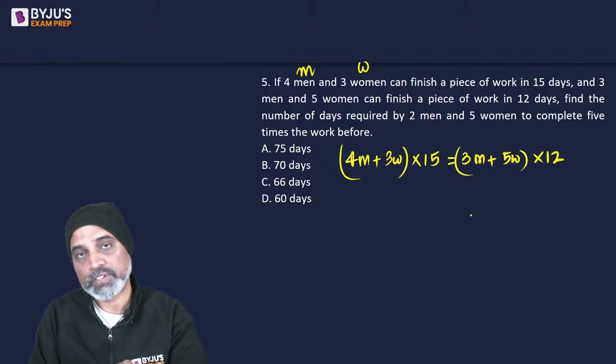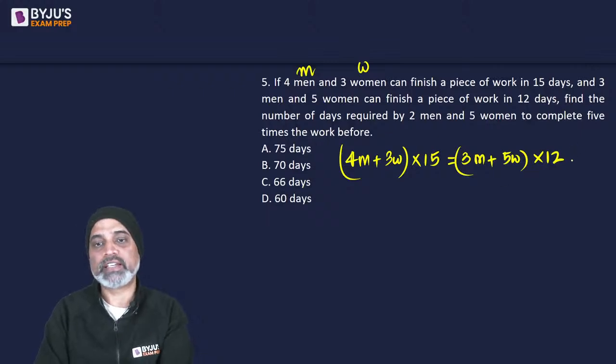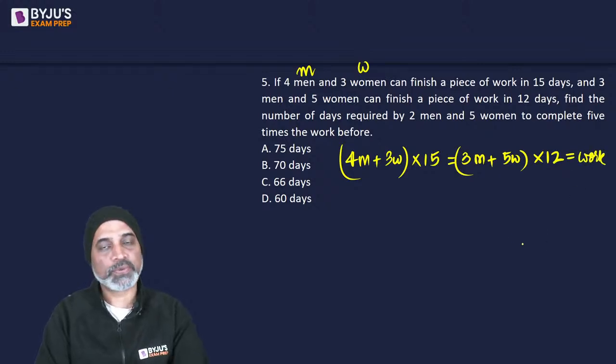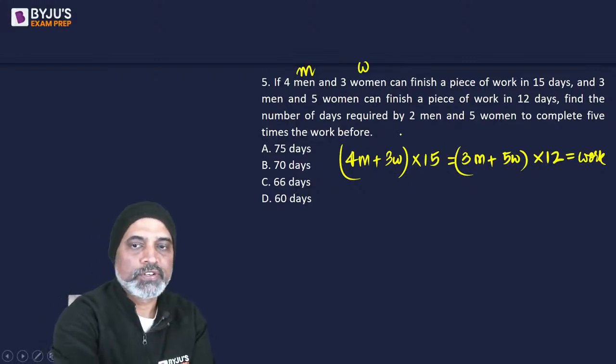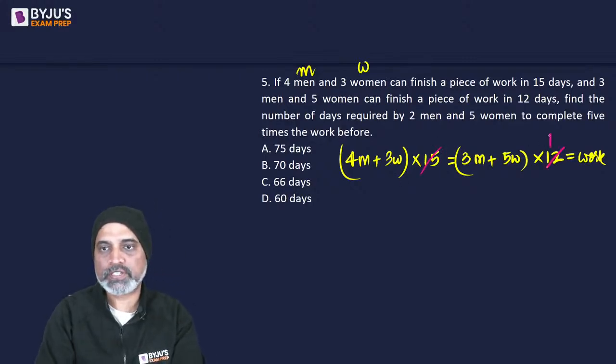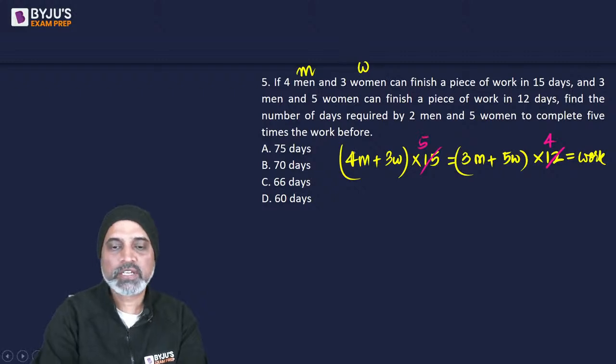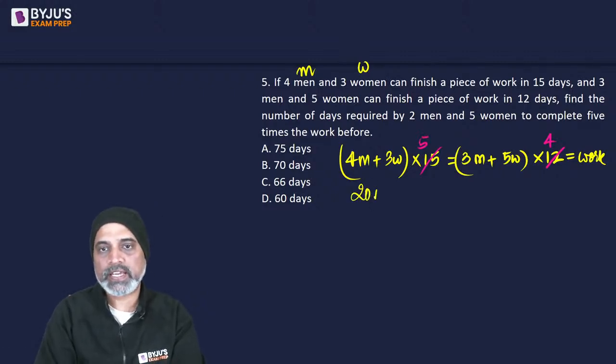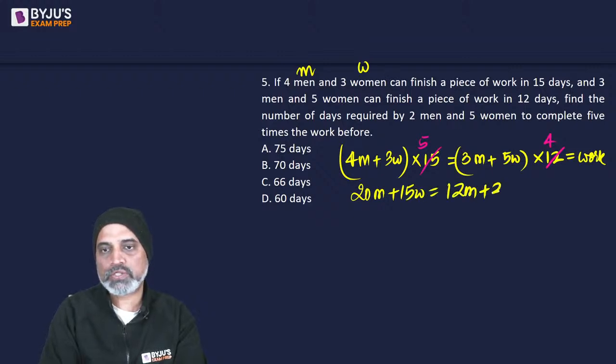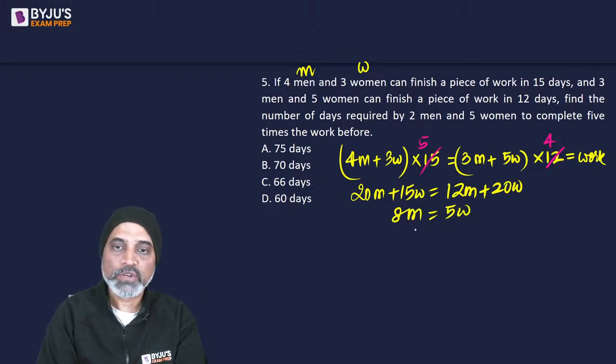So if we solve this, we will be able to get the value or ratio of men and women, and let's say this is the total work they are doing. Okay, so we will have 15 and 12. This is 4 times and this is 5 times. So this will result in 20m plus 15w is equal to 12m plus 20w. So we'll get 8m is equal to 5w, or we can say efficiency of a man is 5, efficiency of a woman is 8.